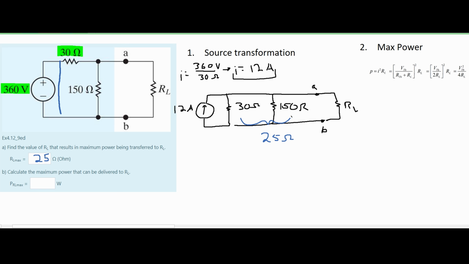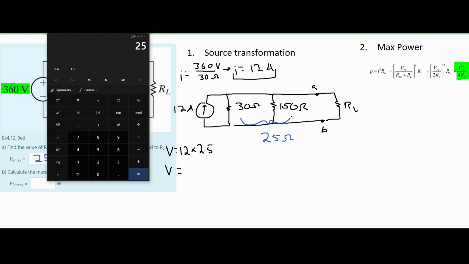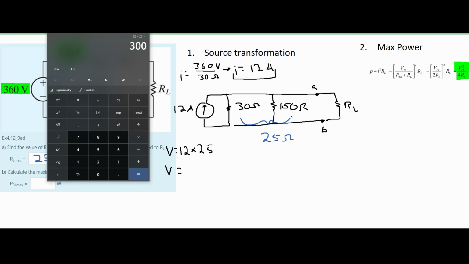Well, we know the formula for our max power is voltage squared divided by 4 times our R of L. We need to find the voltage. The only way to find the voltage of this is to put it in the Thévenin equation. For this, we need a voltage and then a resistance in series with it. So we can use source transformation once again to convert this. We're going to say that our voltage is equal to our current times our resistance. We know that our current here is 12 amps and our resistance here is 25 ohms. So our voltage is going to be 300 volts.